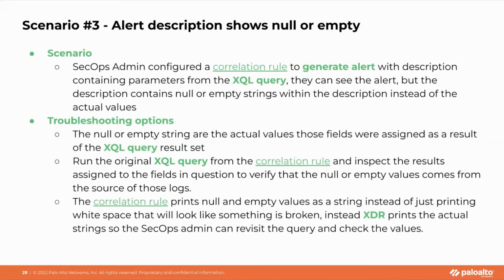Those fields were assigned as a result of the SQL query result set. Run the original SQL query from the correlation rule and inspect the results assigned to the fields in question to verify that the null or empty values come from the source of those logs. The correlation rule prints null or empty values as a string instead of just printing white space that will look like something is broken. Instead, XDR prints the actual string so the SecOps admin can revisit the query and check the values.